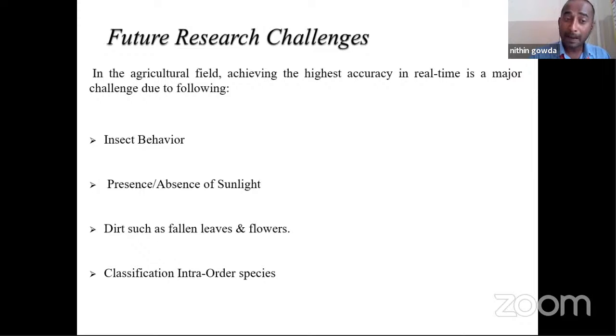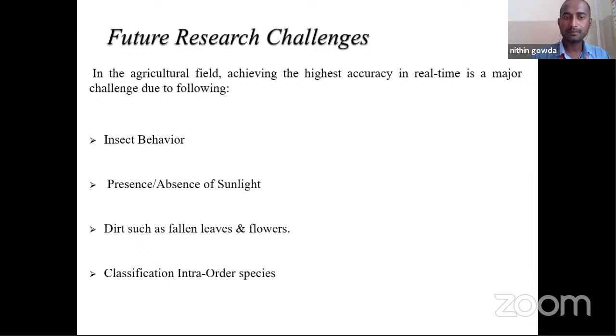The other one is the presence and absence of sunlight. Why? Because there might be conditions, even in the morning, where it will look like night due to absence of sunlight or due to presence of clouds. The presence of sunlight will show the insect image in a different manner. In the absence of sunlight, the same insect will appear black. So how are you going to detect that?